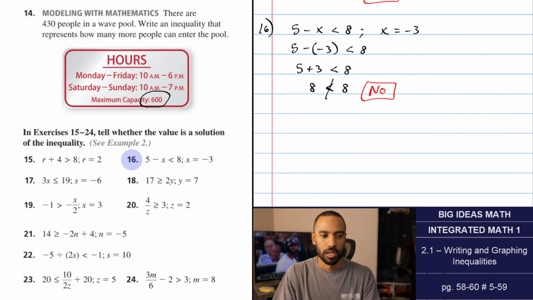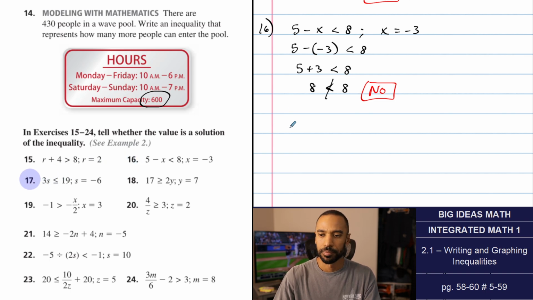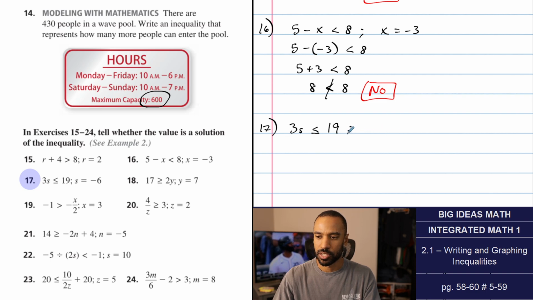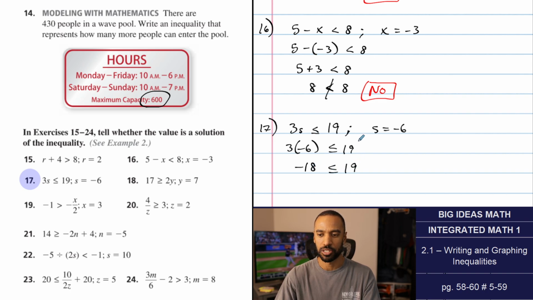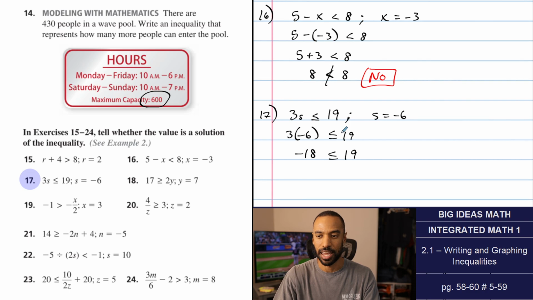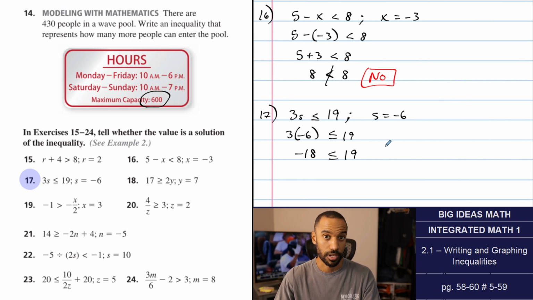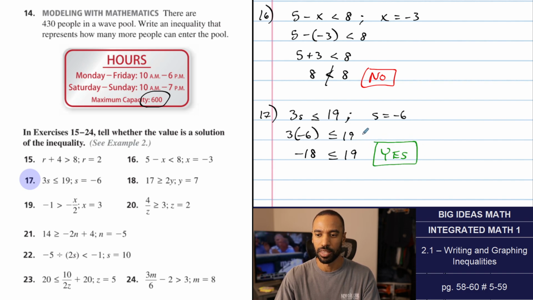Number 17. 3s is less than or equal to 19, and s equals negative 6. Let's substitute that. That's 3 times negative 6. Automatically, I'm seeing a positive times a negative. That will be negative. At this point, it doesn't matter what the number is. If a negative is here and a positive is here, a negative will be less than a positive. Actually, not equal to it, but less than. As long as it satisfies one of them, the less than, it's all good. This is a yes, ding, ding.